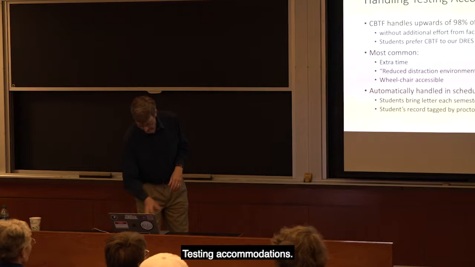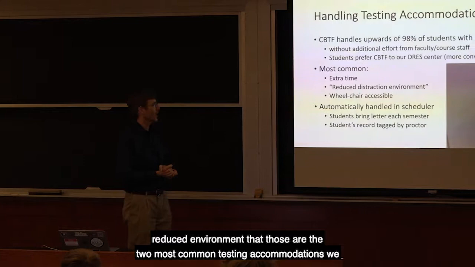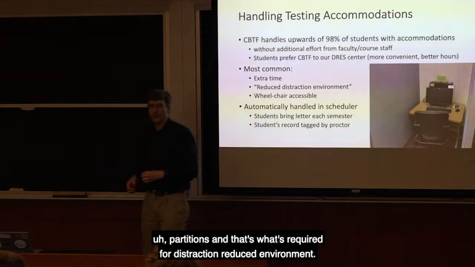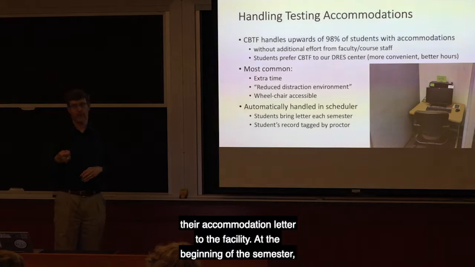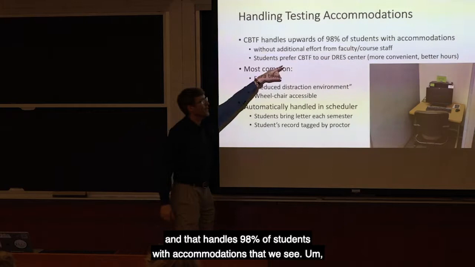Testing accommodations: students have things where they require extra time or a distraction-reduced environment. Those are the two most common testing accommodations we have, and so we handle them directly. We have some seats that have partitions, and that's what's required for a distraction-reduced environment. We can also provide the students earphones to block out sound. For extra time, that happens automatically in the scheduler. They bring their accommodation letter to the facility at the beginning of the semester. We record it in the computer, and then whenever they make reservations, they're just given the correct amount of time. And that handles 98% of students with accommodations that we see.